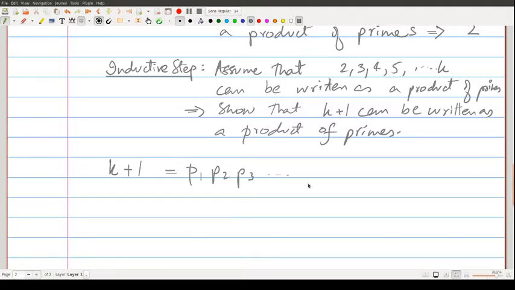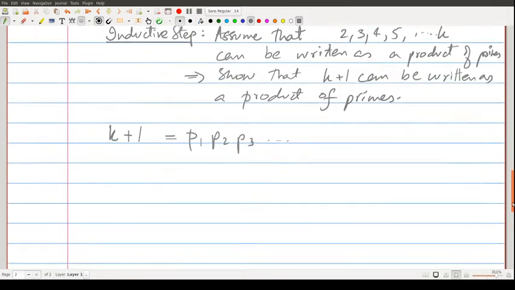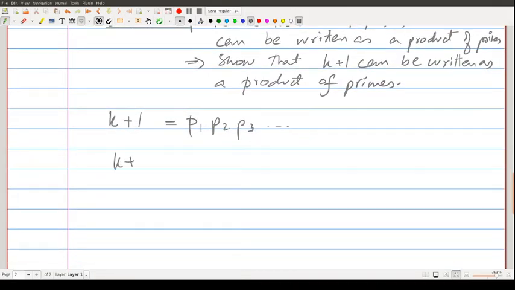Okay, and so there are two possibilities to consider. The first one is k plus 1 is prime. So I'm doing a proof by cases now. So k plus 1 is either prime or k plus 1 is not prime.